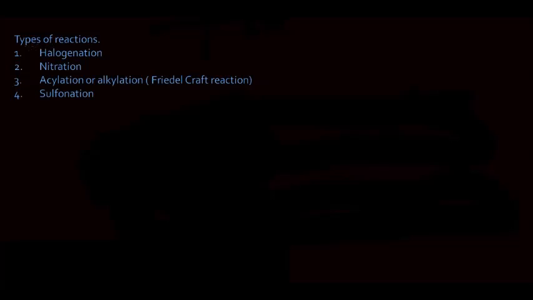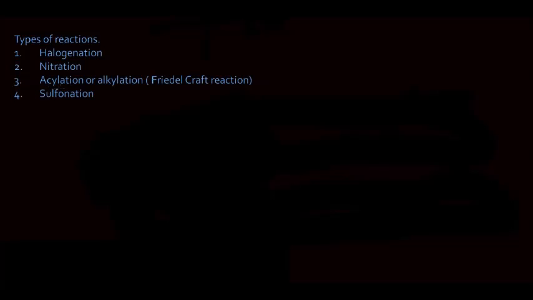Now let's see the types of reaction a benzene undergoes. The first one is halogenation. In halogenation reaction, we add any halogen to the benzene ring. Second one is nitration. In nitration, we add a nitro group to the benzene, forming nitrobenzene.